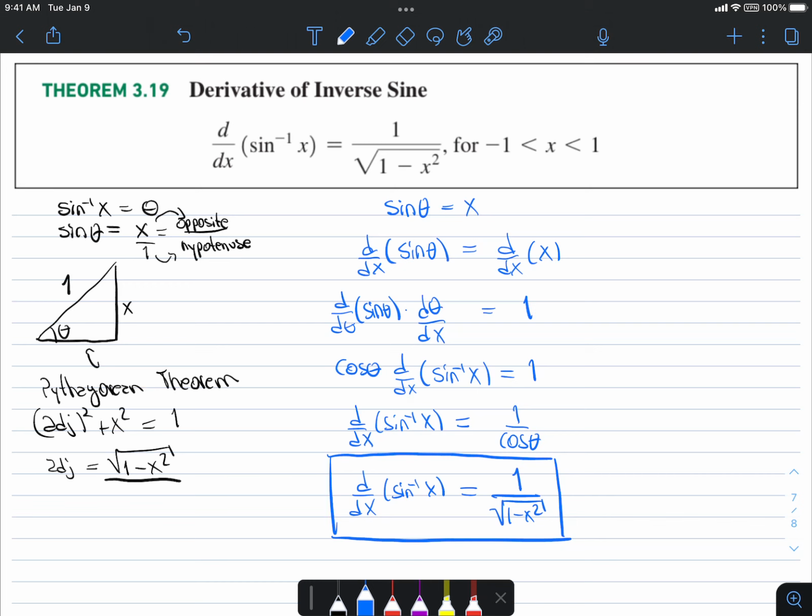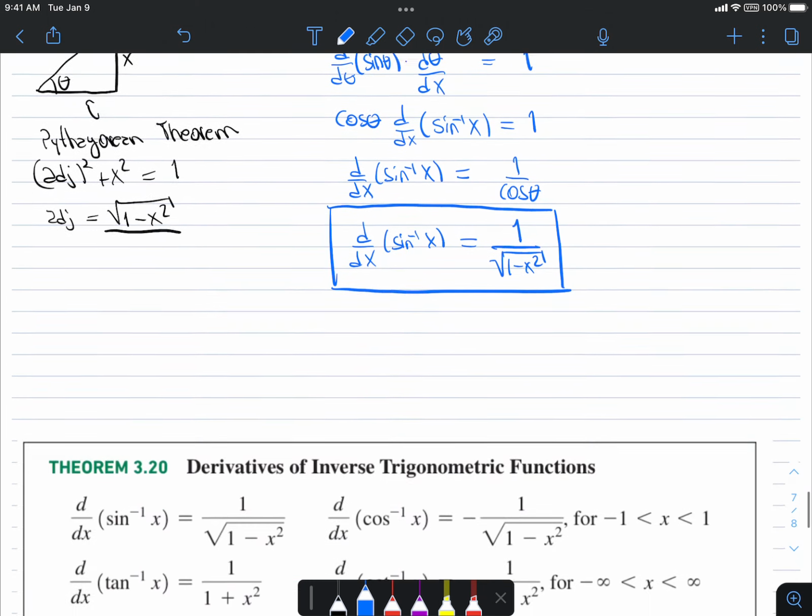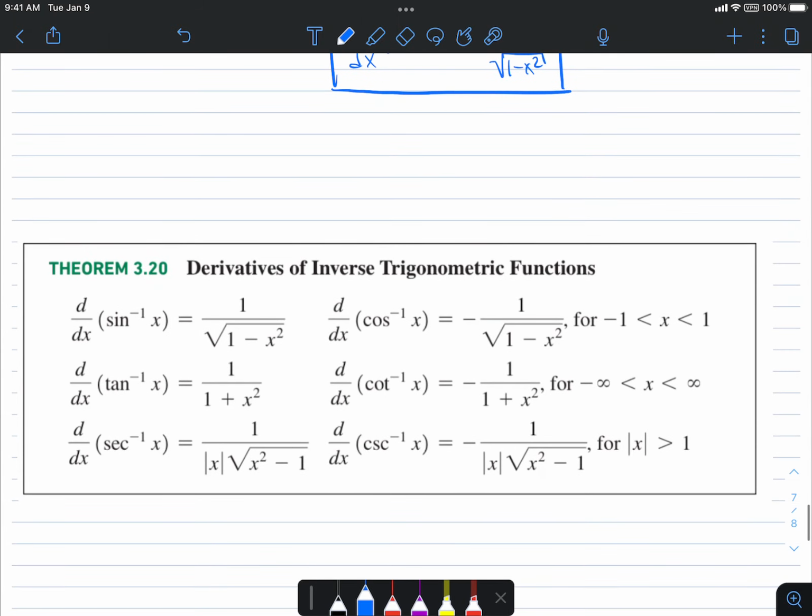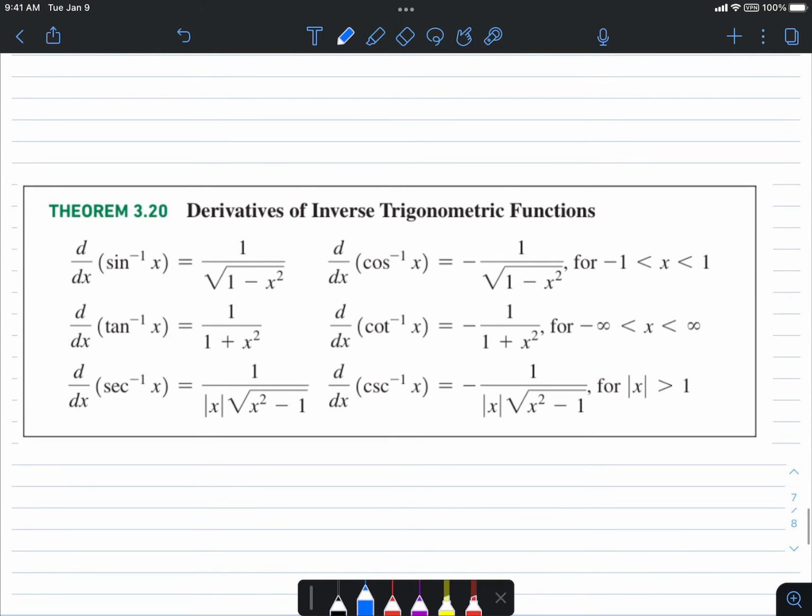You can repeat this argument with cosine inverse, tangent inverse, cosecant inverse, and all the other trig functions and their inverses, and you get a table such as this one if you do.